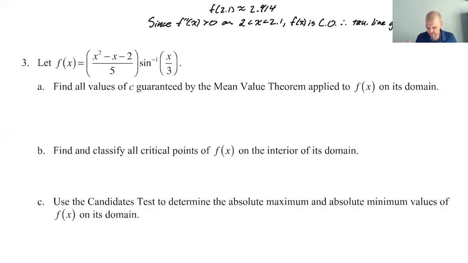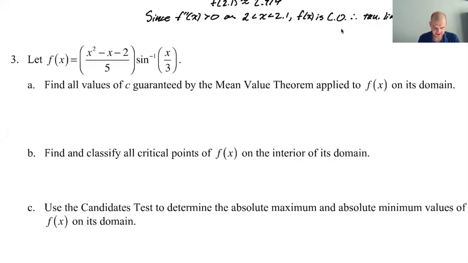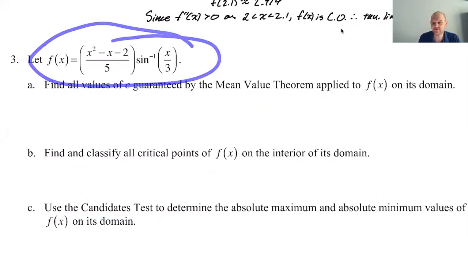All right, we're back. We're still on page 8 of notes 13. We're on the very last question, and it's a review problem, and it looks like it's about mean value theorem, find and classify critical points, candidates test. Okay, and also, we're definitely using a calculator.